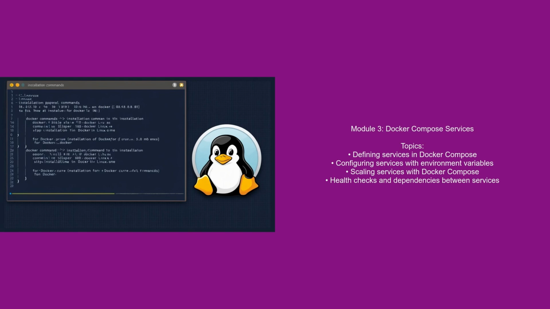Alright, in Module 3 we're diving into Docker Compose services. We'll be covering some important topics like defining services in Docker Compose, configuring services with environment variables, scaling services with Docker Compose, and handling health checks and dependencies between services. So, let's start off by looking at how we define services in Docker Compose. This is a key aspect of setting up your containers and making sure they work together smoothly. We'll also discuss how to configure these services using environment variables, which can be really handy for customizing your setup.